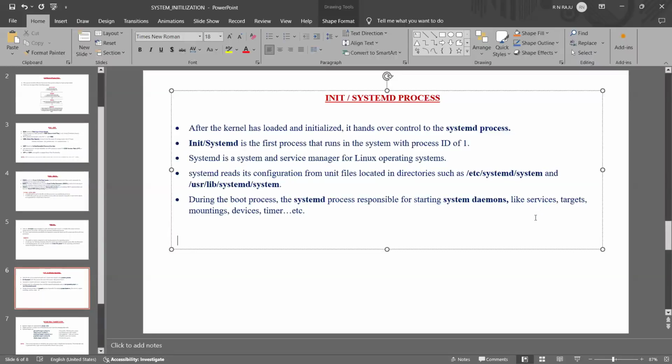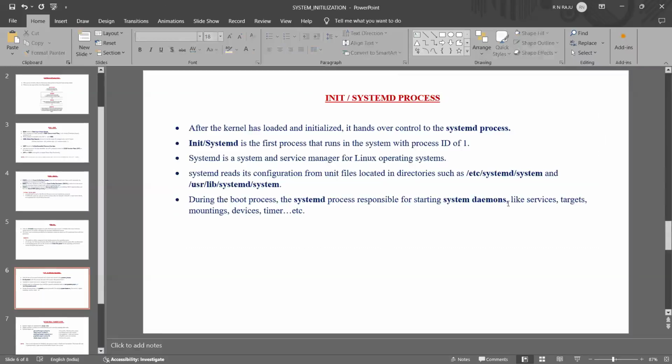Services means like cron is the service, sshd is the service, httpd is the service. So all services and targets. Now I will tell you what the targets are. You know the mountings, like your hardware mounting, your CD mounting, your DVD mounting, and device attachers and timers. Timers is nothing but your scheduling jobs, and everything will be loaded by systemd only. Okay, so services, targets, mountings, devices, and everything is clear.